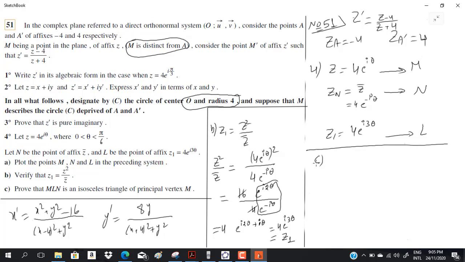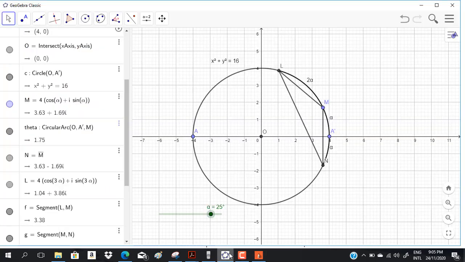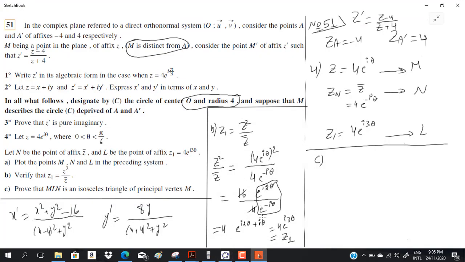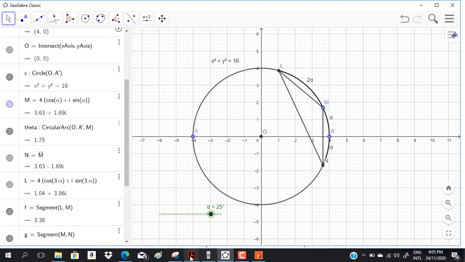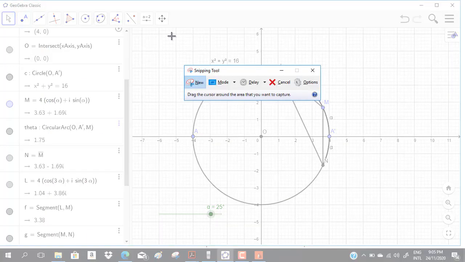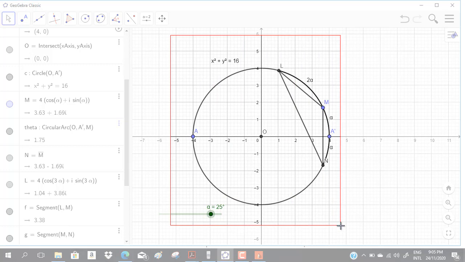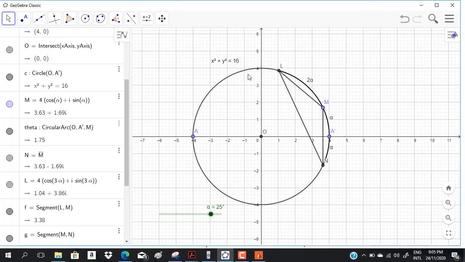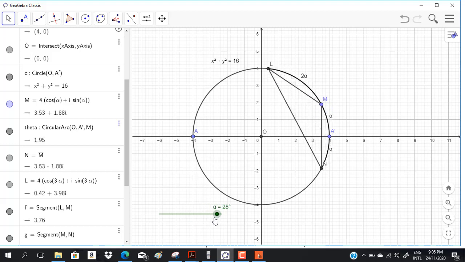Now part C. Prove that MLN is an isosceles triangle with principal vertex M. We were thinking of using the argument of z square and the argument of z minus the argument of z, but that's a bit difficult. There's an easy method that I'll use here, using the GeoGebra picture. I'll take this picture, copy it, and put it here. Okay, before starting, I want to say that if you move the angle, which is between 0 and 30, as you change the angle, the triangle is for sure an isosceles triangle.